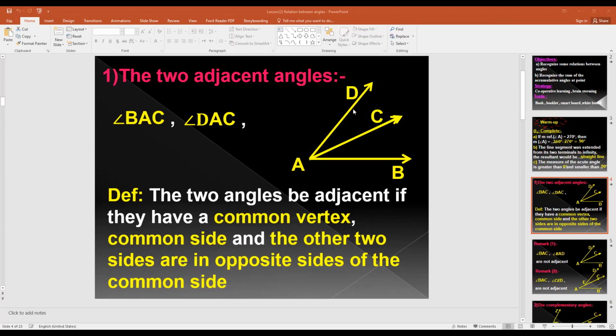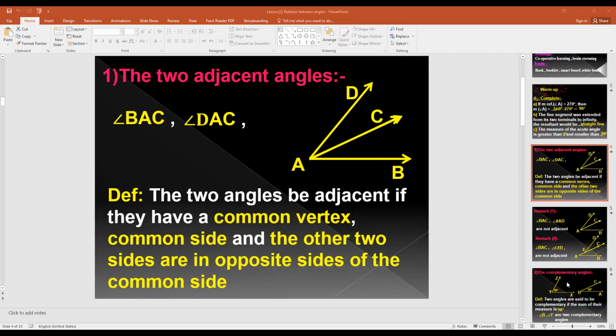As we see, we have two angles, angle DAC and angle CAB. The two angles are adjacent angles because they have a common vertex, and this vertex is A, and the common side is AC, and the other two sides, AD and AB, are on opposite sides of the common side. So the two angles are adjacent angles, and we say that we have complementary angles.